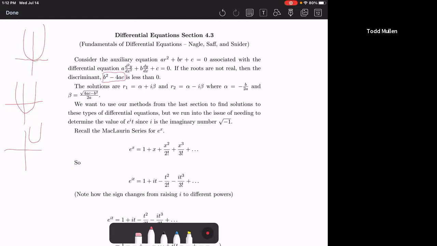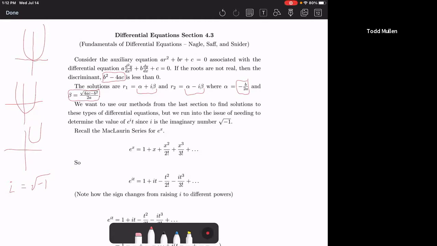You're still going to get two solutions, though. They're just going to be complex solutions. So we're going to let r1 equal alpha plus i beta. Recall that i is what makes these complex. i is equal to the square root of -1. It is an imaginary number. r2 is alpha minus i beta. And alpha and beta are actually known. Alpha is negative b over 2a, and beta is the square root of 4ac minus b squared, over 2a.